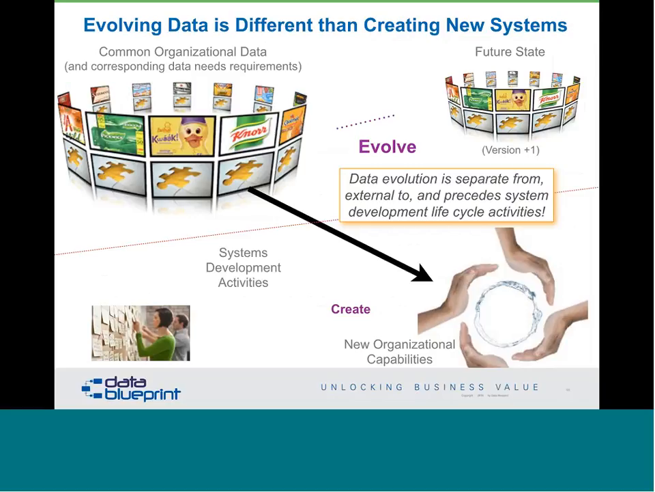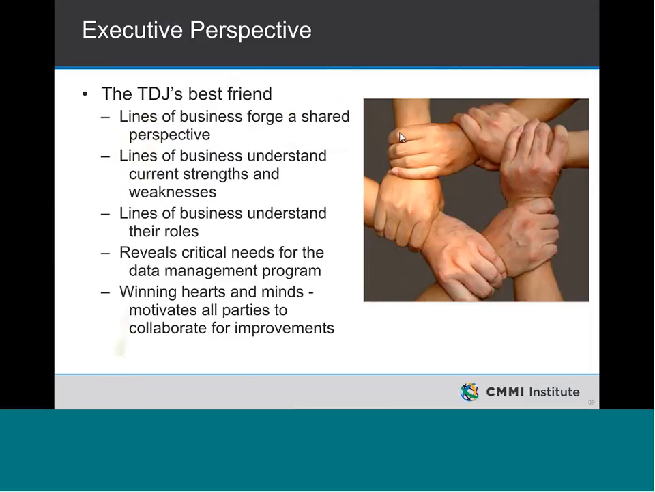And we've got just about a minute left to go, Melanie. The top of the hour, the executive perspective then here is? We call it the CDO's or the top data job person's best friend, because you can engage the line of business. They can understand inch by inch, step by step, but very quickly, the strengths and weaknesses that the organization currently has. They get a very good education about their roles. It shows what needs are there for the data management program. And as you know, the top data job is 80% managing sideways across the organization. So it really helps win hearts and minds and get everyone speaking along the same lines and looking forward in the same way.